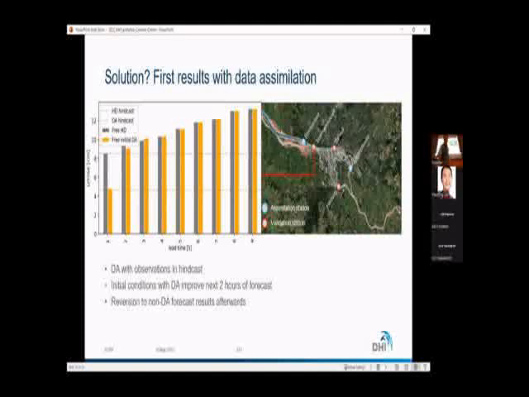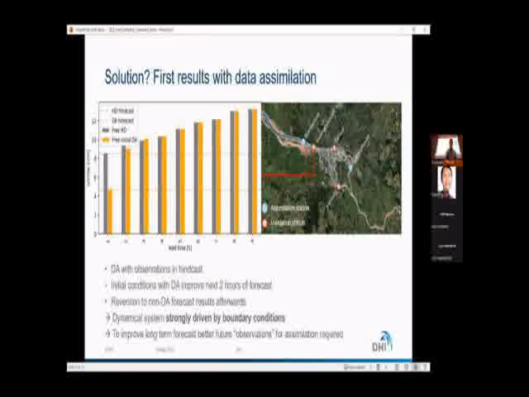For reference, we can also see that we did a free run, the yellow dashed line. This is the hindcast with data assimilation active over 1 year. So this would be the reference, of course, for all lead times if we had all observations of the future, which is not possible. So we can overall say that due to this fast decaying effect of data assimilation, we have a dynamic system which is strongly driven by boundary conditions. And to improve the long-term forecast, better future observations for assimilation would be nice.